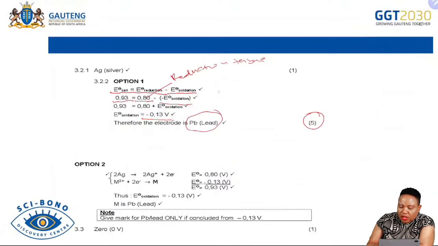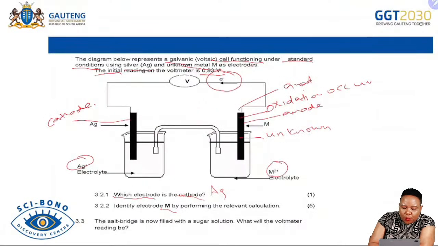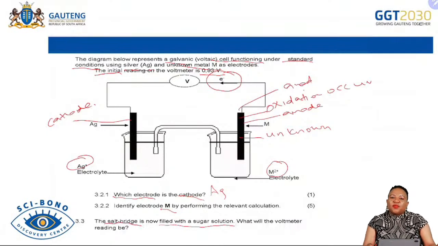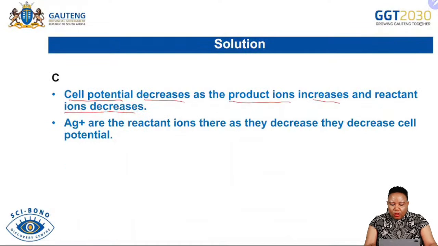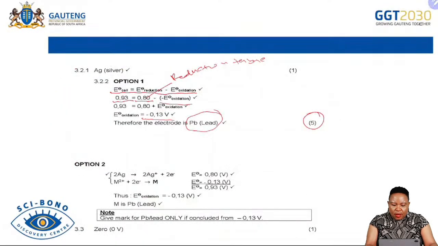Now, the other question says our salt bridge is now filled with sugar solution. As we said, there's nothing that can replace a salt. If they fill a salt bridge with sugar, it means our salt bridge is no longer capable of allowing the movement of ions. So the voltmeter reading, we expect it to be 0 volts, because if the ions cannot move, there won't be any electron flow. Okay, so we expect our voltmeter reading to be 0 volts.